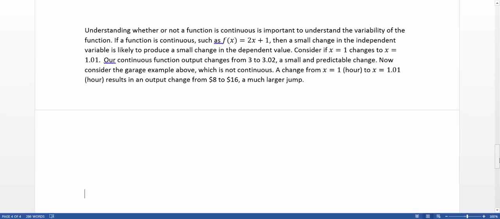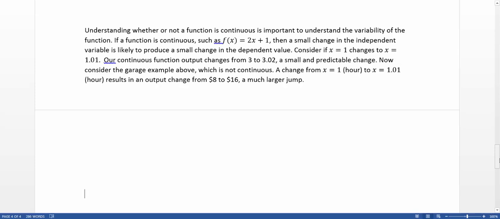Okay, so let's talk big picture for a minute. Why is it important to study the continuity of a function? Well, understanding whether or not a function is continuous is important in understanding the variability of a function. We want to know how temperamental it is. How likely is it to change? What sort of impact will it have if I make small changes in what I'm doing?